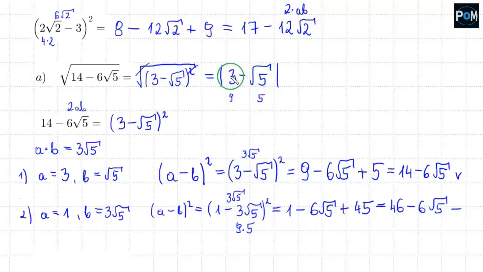This means that the number 3 is larger, so I have a large number minus a small number. From such subtraction, I'll get a positive result, which means I can write what's inside the absolute value without any changes. This is the result for example A.